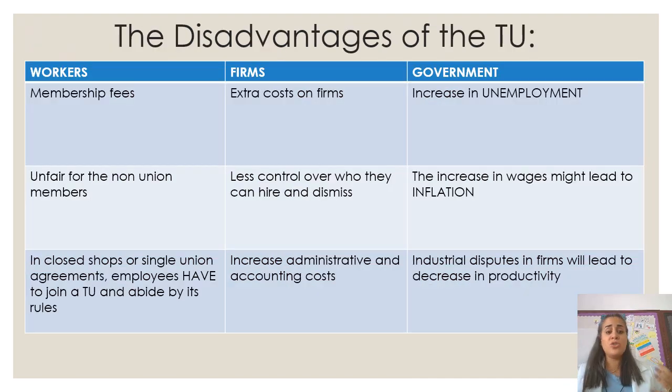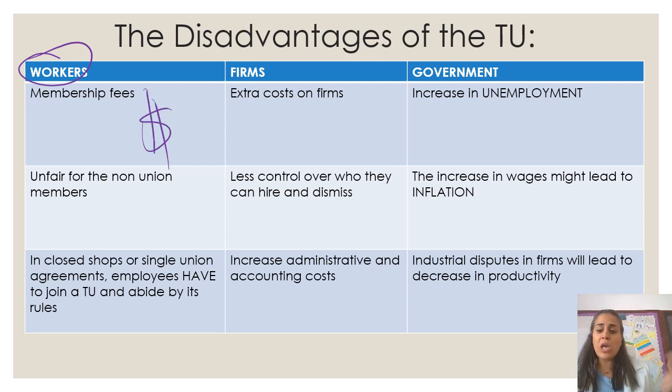Now, the disadvantages of the trade union to the worker himself, in order for me to join a trade union, I would have to pay a fee. So this I can consider it a disadvantage. One is unfair for the non-union members since they might be more productive and skilled than union members and they would be earning less. This is unfair. Also, when I am talking about a single union agreement or closed shop, what do I mean by closed shop? Closed shop, it is only employing workers from the same trade union. Employees will have to join a trade union and abide by its rule.